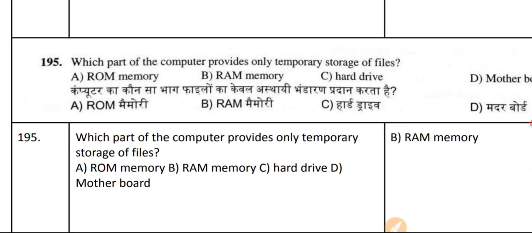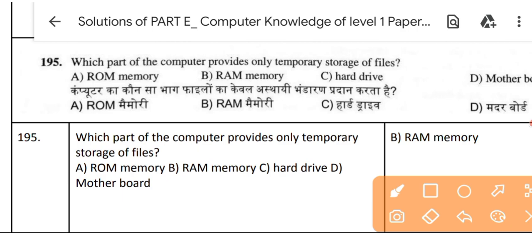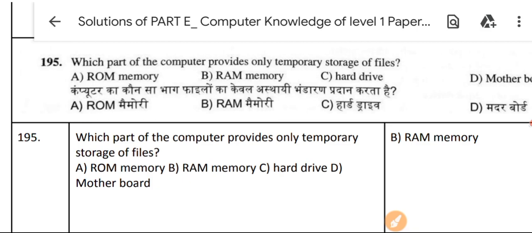Okay, now the next question is number 15. Which part of the computer provides only temporary file storage? They also asked a similar question previously. The RAM. What is temporary file storage? It is RAM. In the previous question, we also studied what a recycle bin is. What type of storage is temporary storage? Okay, if we delete something, that temporary file goes to the recycle bin. Here it is asked: which part of the computer provides temporary file storage?